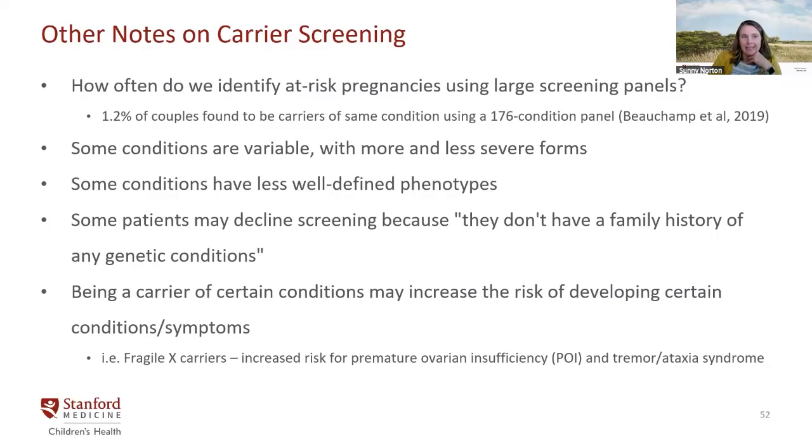And I think in the interest of time, I will stop there. I do have a case study, but I can stop there in case there are questions.